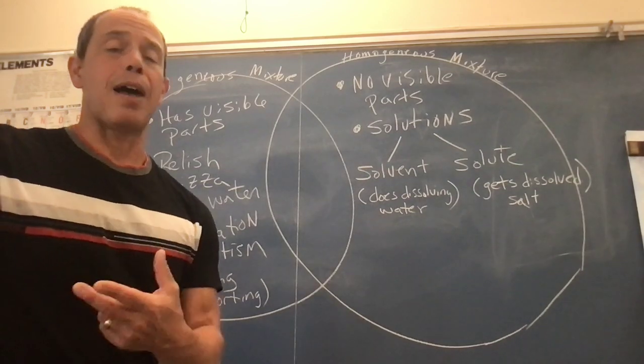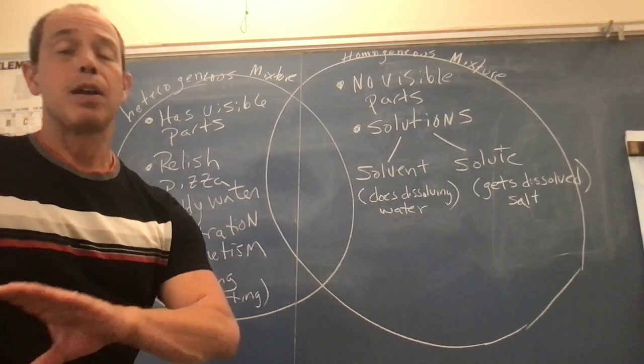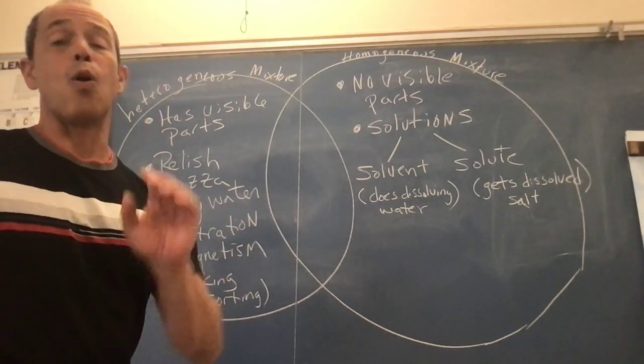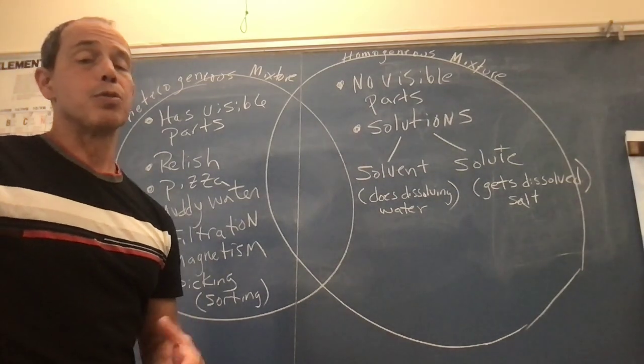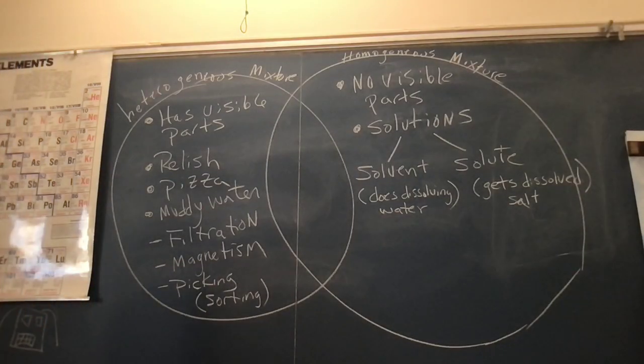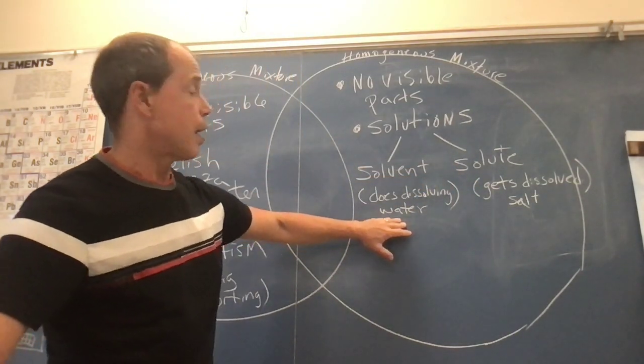That's when what you have is called a saturated solution, when you can't get any more of this solute to dissolve into the solvent. So what we do in chemistry when we want to oversaturate a solution is to add heat. Heat does a really good job of helping things dissolve. So that's a solution made of a solute and a solvent.